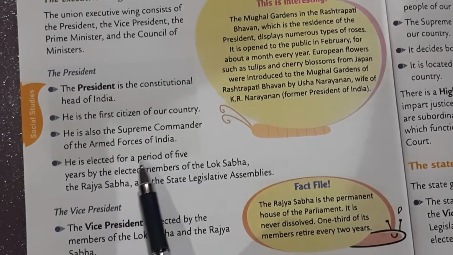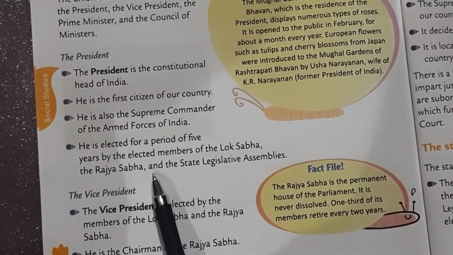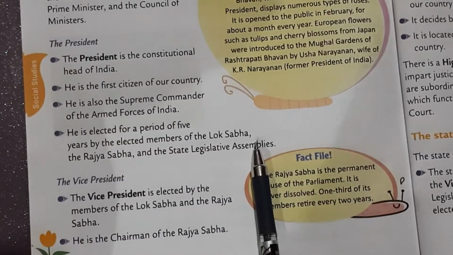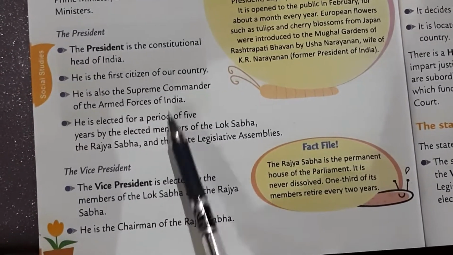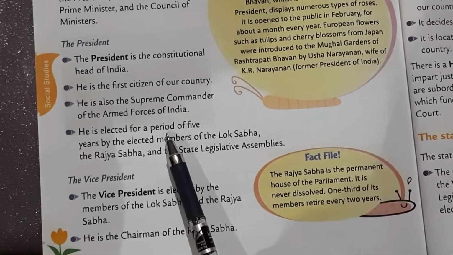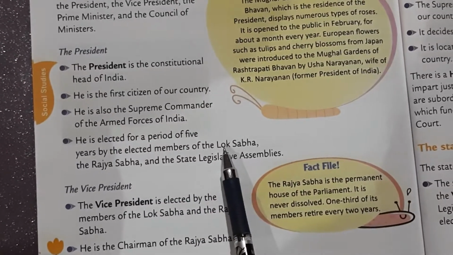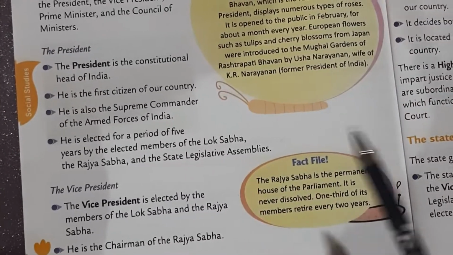He is elected for a period of 5 years by the elected members of the Lok Sabha, the Rajya Sabha, and the state legislative assemblies. So the president has a 5-year term, like the MLAs.